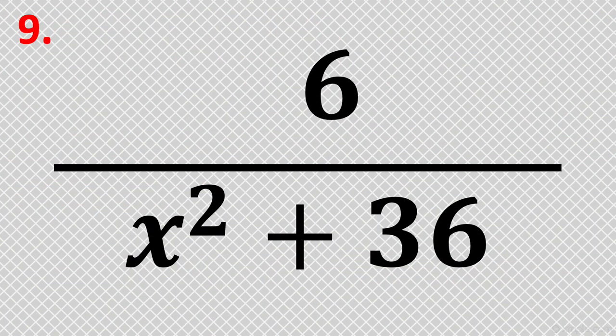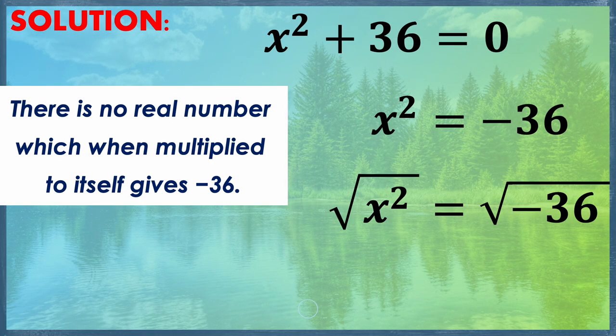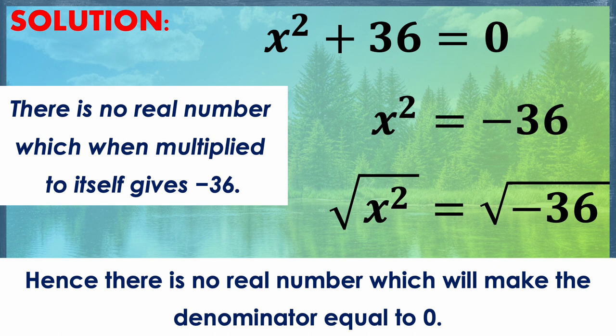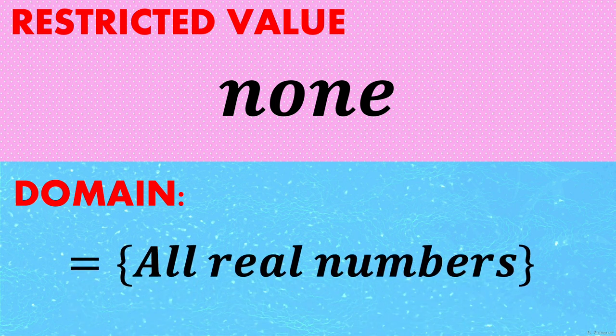Paano naman pag ganito? 6 over x squared plus 36. Ano kaya yung magiging restricted value? There is no real number which when multiplied to itself gives negative 36. Hence, there is no real number which will make the denominator equal to 0. So kung wala kang mahanap na real number that makes the denominator to 0, ibig sabihin, wala ding restricted value. So, ang domain natin ay all real numbers.